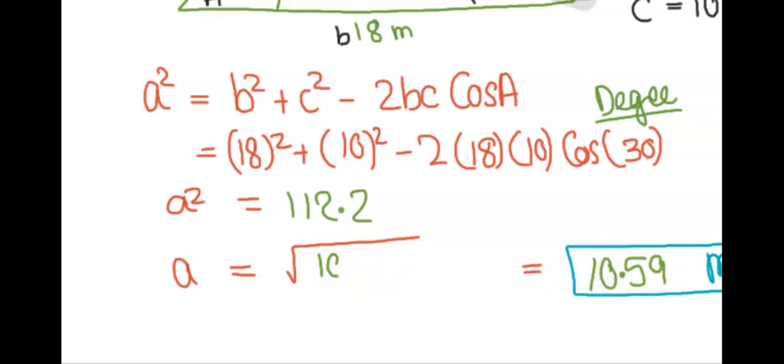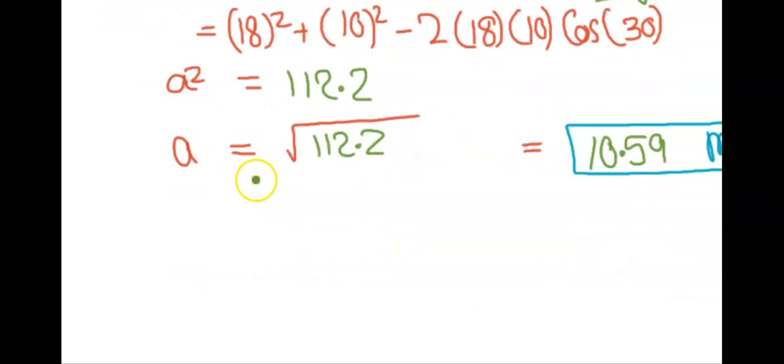If in the question it doesn't say how many decimal places, always do 2 decimal places. Otherwise, just round it off to whatever it says in the question. Okay. Any questions so far? No.